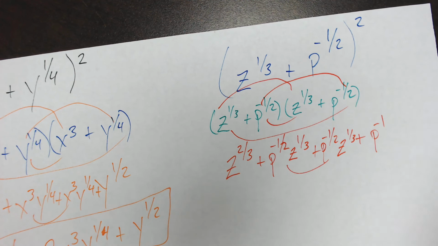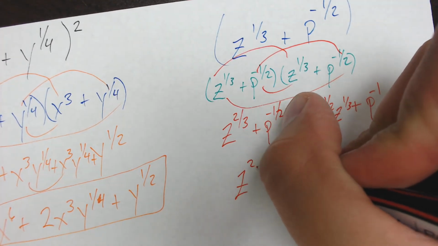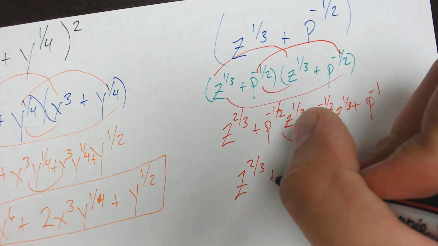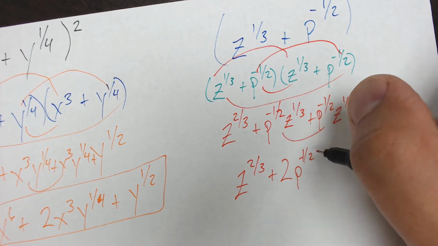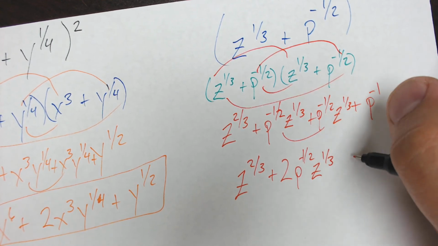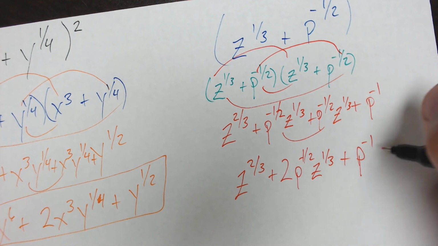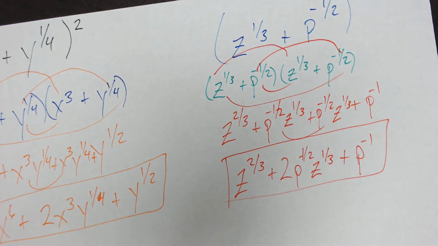Again, we have like terms in the middle. We combine those. The final answer is going to be z to the 2/3 plus 2 p to the negative 1/2 z to the 1/3 plus p to the power of negative 1. Oops, forgot the z. And that is our final answer. So it's a pretty simple lesson. Just write it out, FOIL it, and make sure you add your exponents correctly. If you have any questions, let me know on Moodle, and I will see you in class.